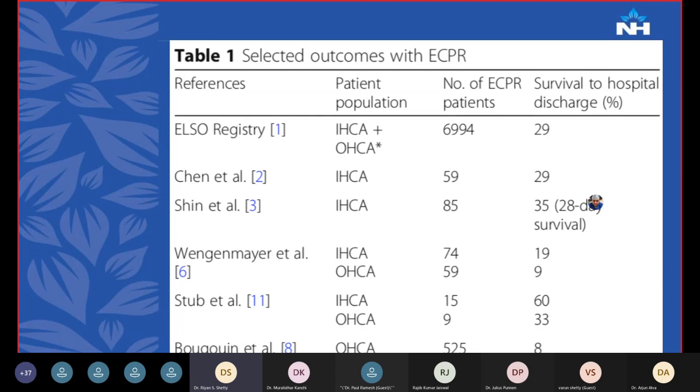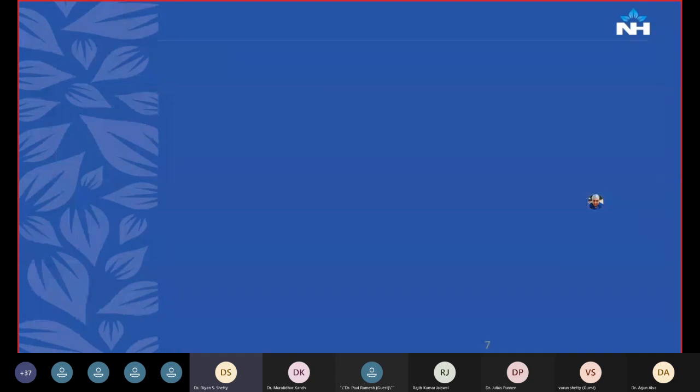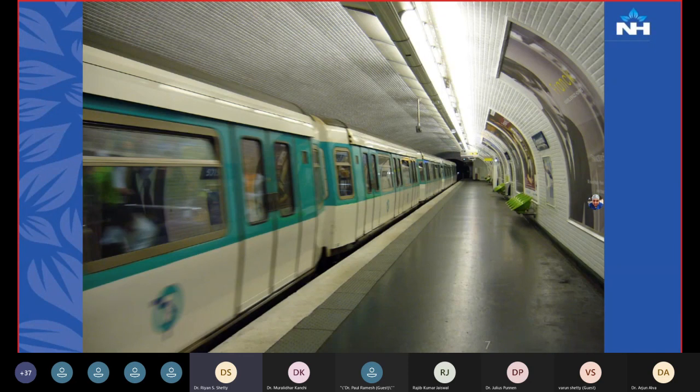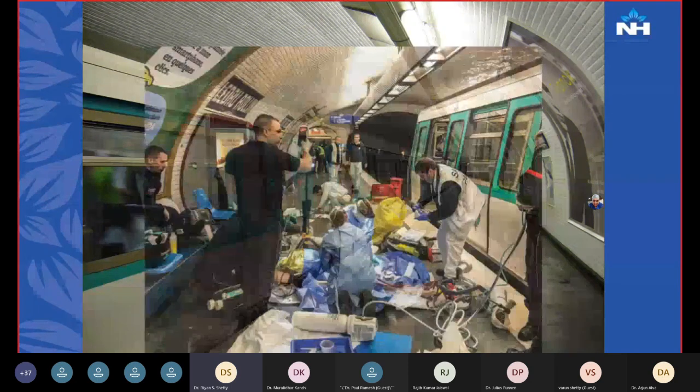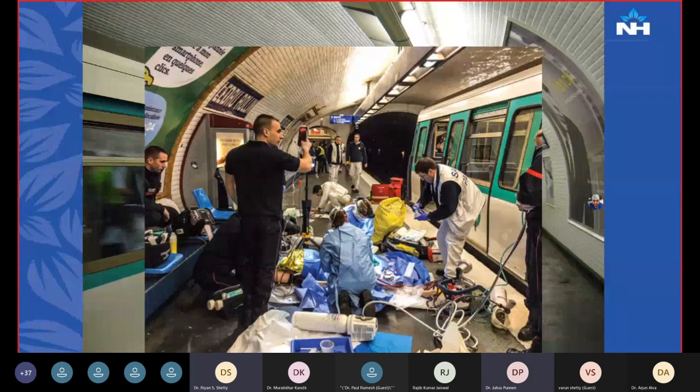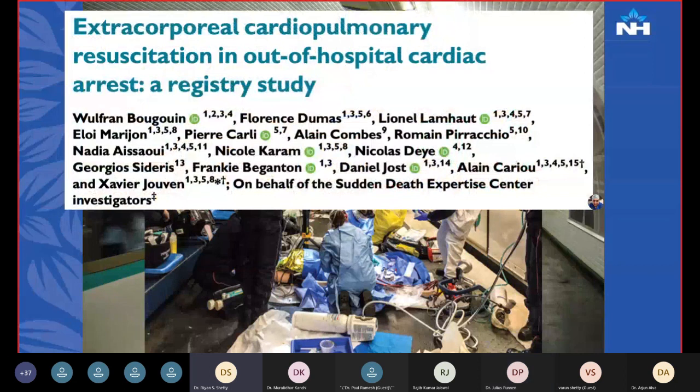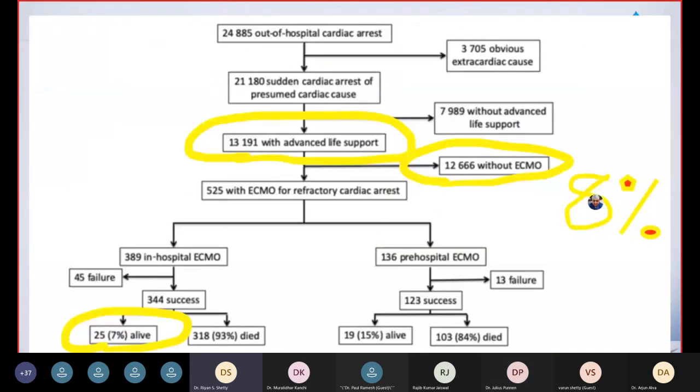So what the world did was extend these services to an out-of-hospital scenario, where you have an out-of-hospital cardiac arrest, resuscitated, with either pre-hospital ECMO or hospital ECMO, and various studies came out. Lower down you can see Bougouin et al. They did a huge series on out-of-hospital cardiac arrest. I'll talk to you about it. Out-of-hospital cardiac arrest looks something like this. That's an empty metro station, and then suddenly it becomes like this. This is one of the French stations, and this group presented an out-of-hospital cardiac arrest registry study where they looked into 24,000 out-of-hospital cardiac arrests.